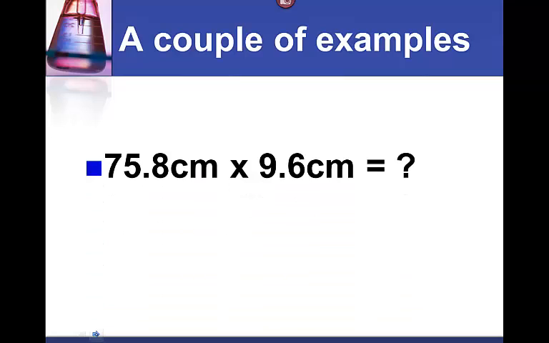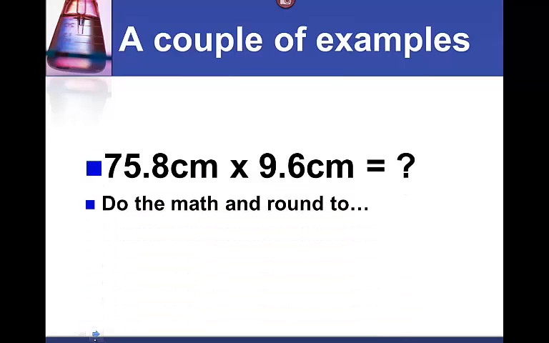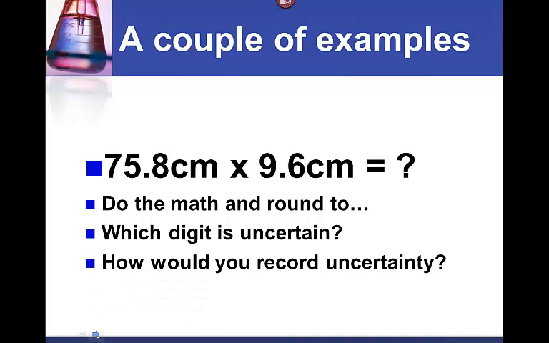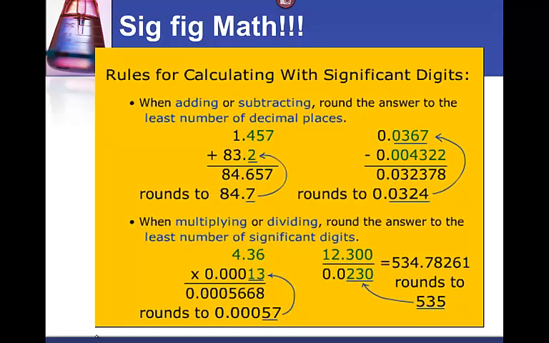Okay, so try this one. Do the math, and round it to which digit's uncertain. Can you do that? How would you record the uncertainty? So here are some quick, simple rules for reviewing adding and subtracting and multiplying and dividing. If you can do those, that gets you through the fundamentals of sig fig math for biotech. And again, when you go into physics or other higher math where you're doing a lot more mathematical manipulation, then you would have to learn more sophisticated rules. But this is just an introduction.